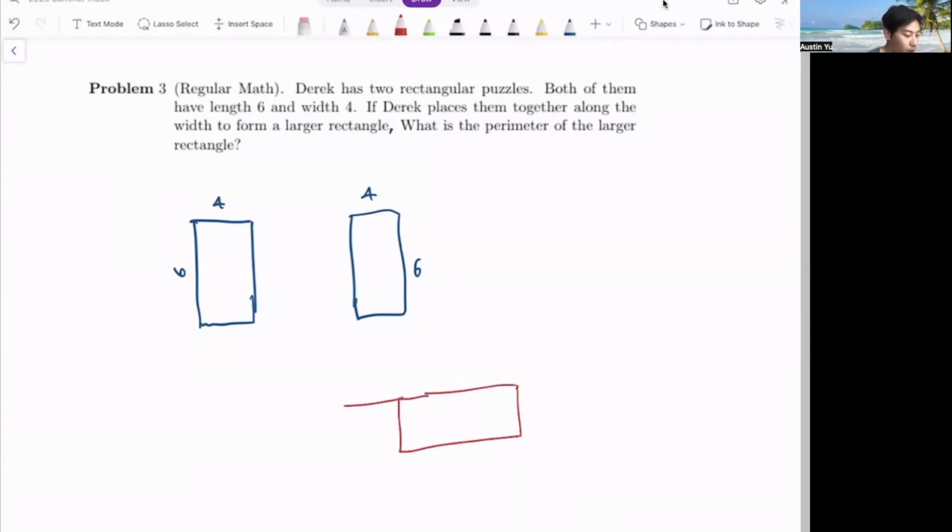Since the width is 4, we can just label the 4 to the width. So 4, 4, and 6, 6, 6, and 6. And then this would just be the larger rectangle formed at the width. What is the perimeter of the larger rectangle?